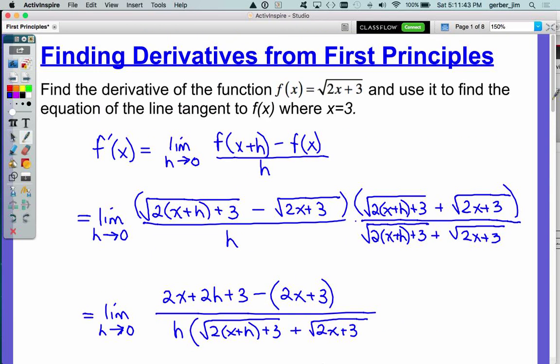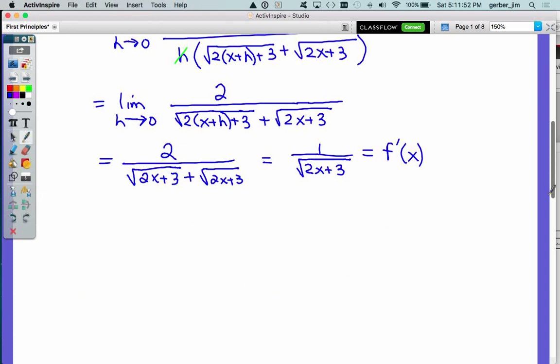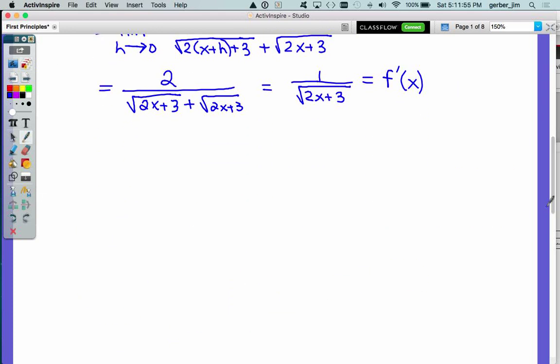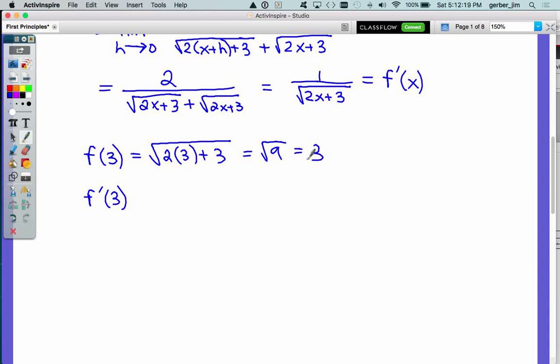Now, if we go back and look at the question, it's asking us to find the equation of a line tangent to this curve, to f at x, when x equals 3. In order to find the equation of a tangent line, we need two things. We need a point and a slope. We want the tangent at x equals 3, so that means I need to find f at 3, and I need to find f prime at 3. F at 3, well, f at x is the square root of 2x plus 3, so f at 3 is just the square root of 2 times 3 plus 3, which of course is the square root of 9, which is 3. So this tells me that I want the tangent at the point 3, 3.